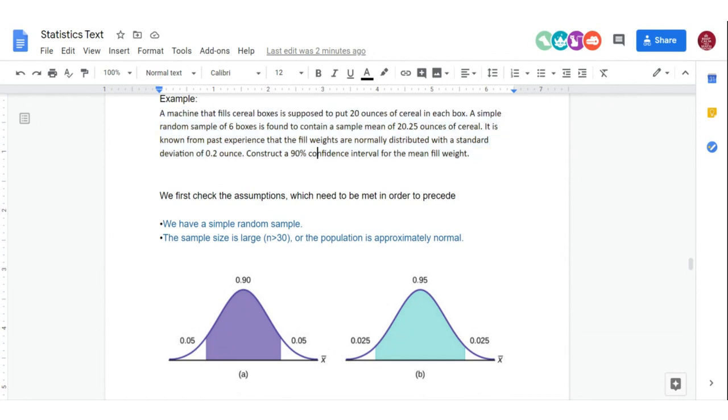All right, so remember, for everything in the entire book, you've got to have a simple random sample. That's just kind of a given. Now, here's where we've got to know one of two things. The sample size is large, in other words, greater than 30. In this case, it's not because it's 6. But we were told that it's normally distributed. Because that's one of the options, either large or normally distributed, then we can proceed.